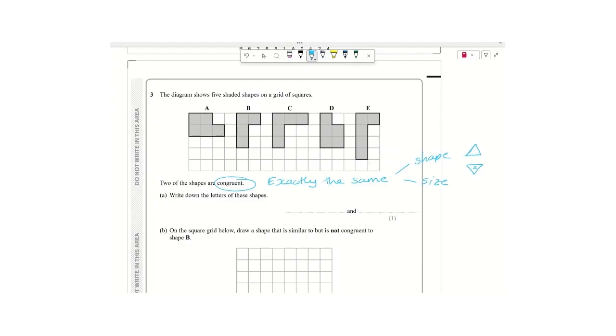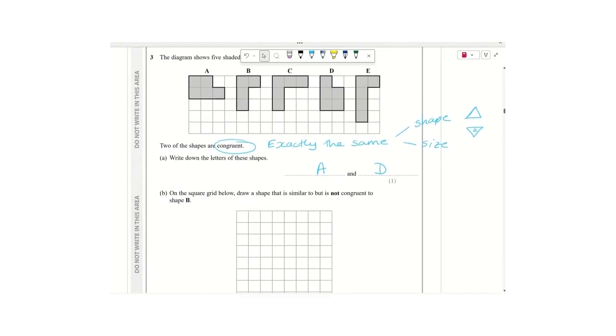So the two shapes here, which are exactly the same, are shape A and shape D, because they've got a square with a sticky out bit. Yeah, B and E look very similar, but E is a little bit longer, and then B and C look quite similar, but C is a bit longer across the top.